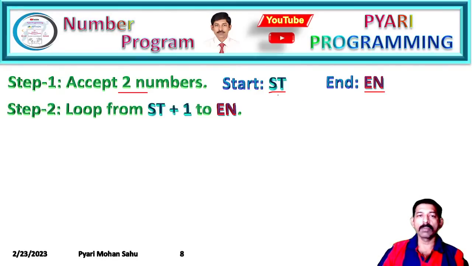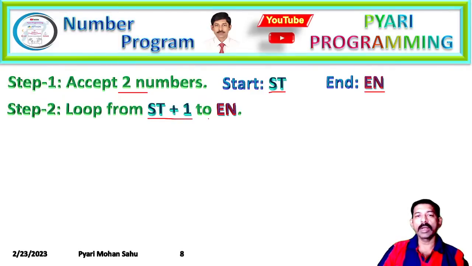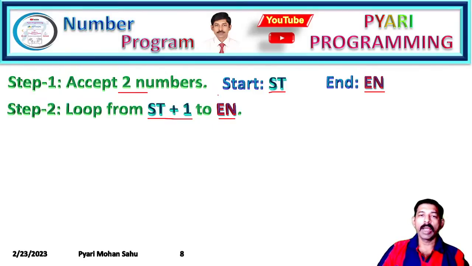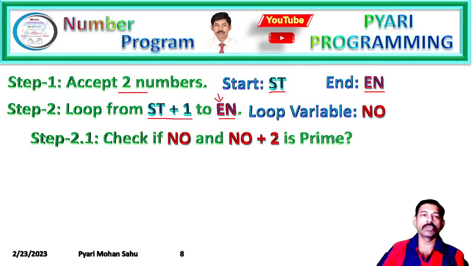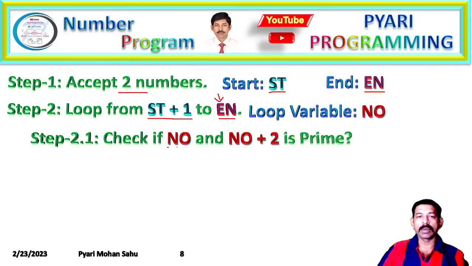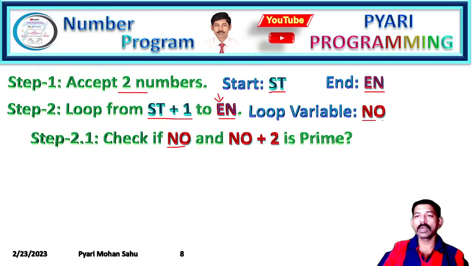Now I will start from start plus 1. Already I told you, because when I'm saying between, so start is not going to be included. Up to end I will move, because in for loop end is automatically excluded. So within this, what I need to do, I need to check if number. Now what is this number? This is my loop variable which will store the number between your start and end, which will generate the numbers between your start and end.